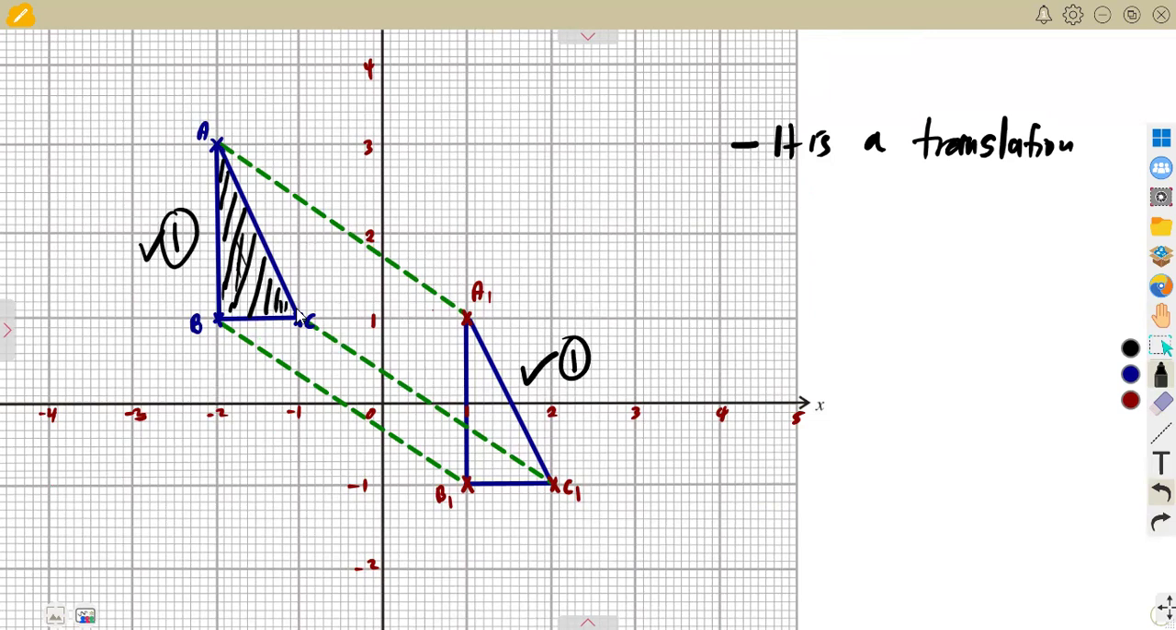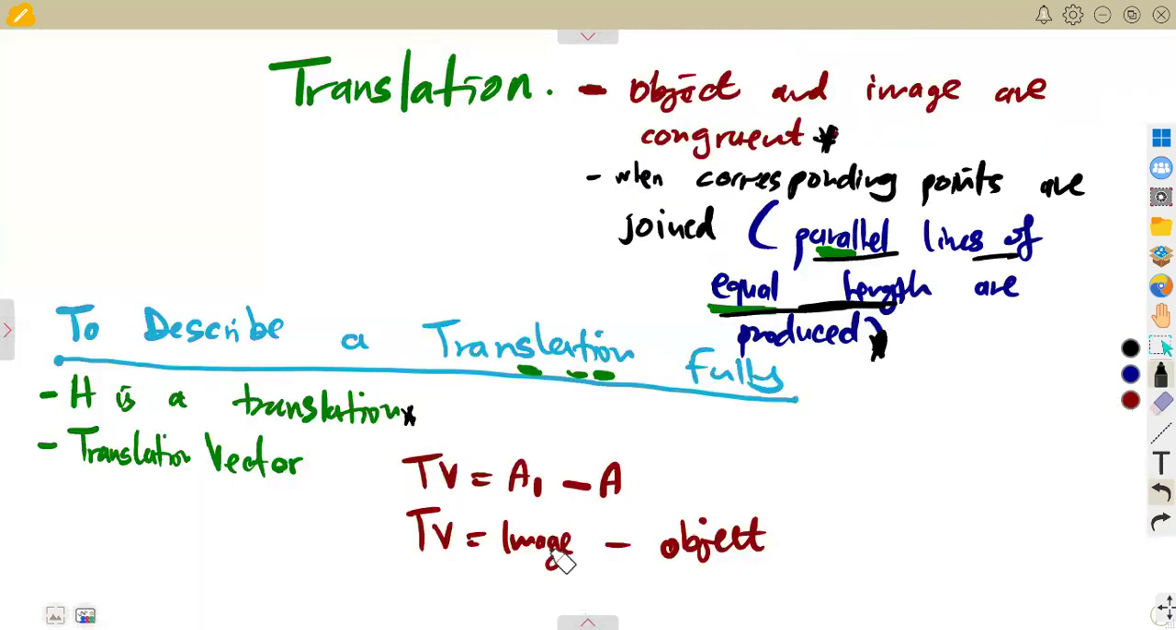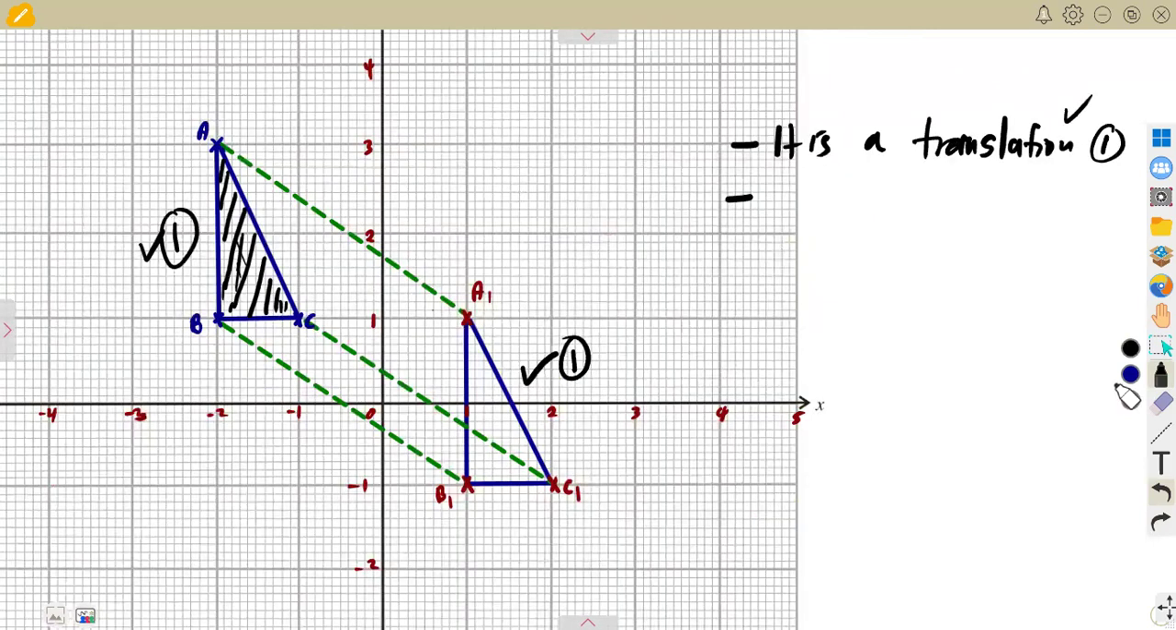It's just for you to know, okay, now I know this is a translation. So there's a mark there just to name it is a translation. Then another mark is the translation vector. Remember, to describe a translation fully, you will need also the translation vector, where I said the translation vector, it is the image minus the object. Image minus object. So we are going to need the translation vector, or you can even write TV.